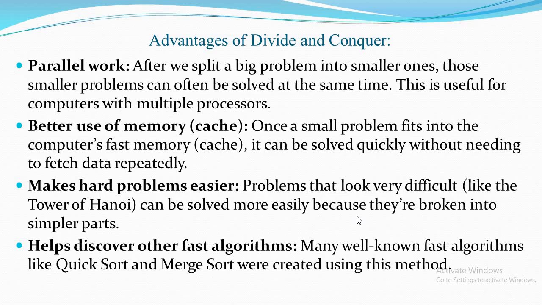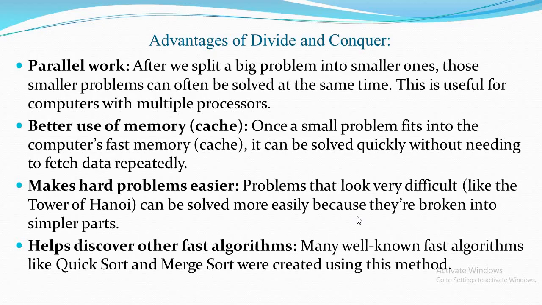So, advantages of Divide and Conquer. First one is parallel work. After we split a problem into smaller ones, those problems can often be solved at the same time. This is very useful for computers with multiple processors. Second is better use of memory. Once a small problem fits into the computer's faster cache memory, it can be solved quickly without needing to fetch the data repeatedly.